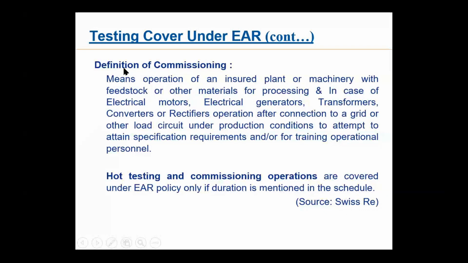Definition of commissioning: operation of insured plant and machinery with feedstock and other material for processing. In case of electrical motor, transformer, converter and all that, connected with the grid or load circuit under production condition to attempt to attain specification requirement. Say for example, the rated capacity of the plant was 110 metric tons per hour. So you try to achieve that capacity. If you achieve that rated capacity, that means the plant is commissioned.